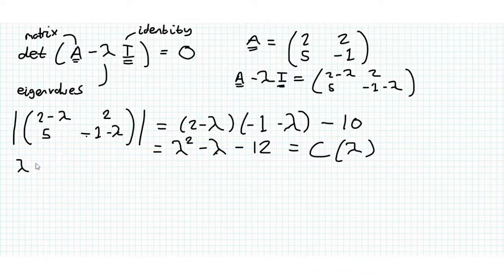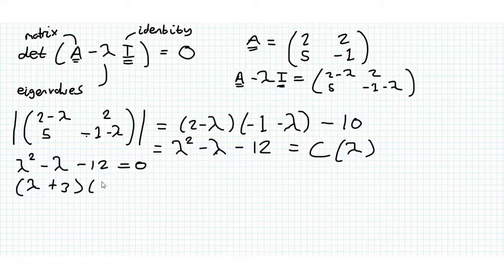We set that characteristic polynomial equal to 0, and we solve for lambda, and we're going to do that by factorising. So lambda plus 3, lambda minus 4, so lambda is equal to minus 3, or lambda is equal to 4. So these are our two eigenvalues.